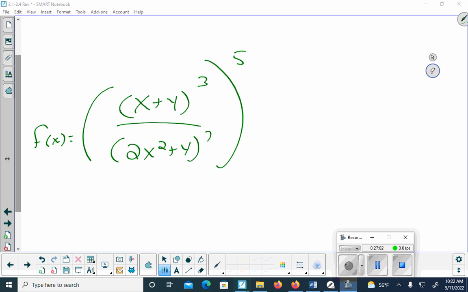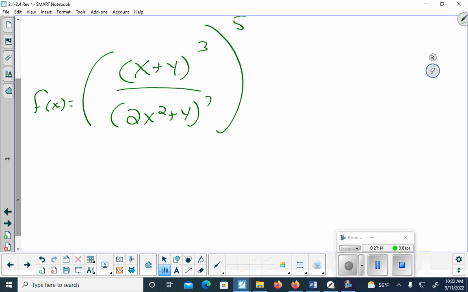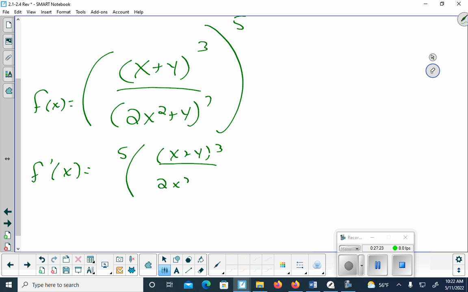Okay, you have a choice. That raised to the 5th, you can either use a chain rule, or you could raise each power to the power. Which way? I'm going to use a chain rule. So if I use a chain rule, I'm going to have 5 times this x plus 4 to the 3rd over 2x squared plus 4 to the 7th. And now this whole thing is being raised to the 4th power. Now I'm going to take the derivative of what's inside, which means I have to use the quotient rule.